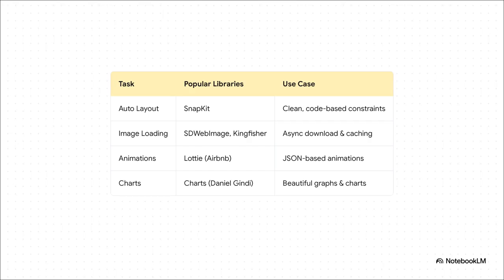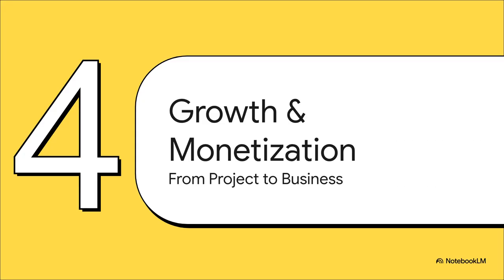When it comes to loading images from the internet, SDWebImage and Kingfisher are the two heavyweights. They handle all the tricky stuff like downloading and caching for you. And if you want to add these gorgeous, complex animations that a designer made, Airbnb's library, Lottie, is just pure magic.